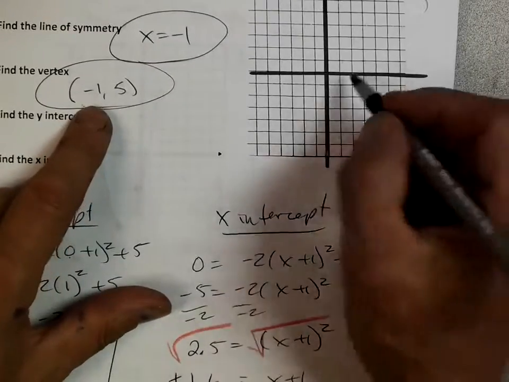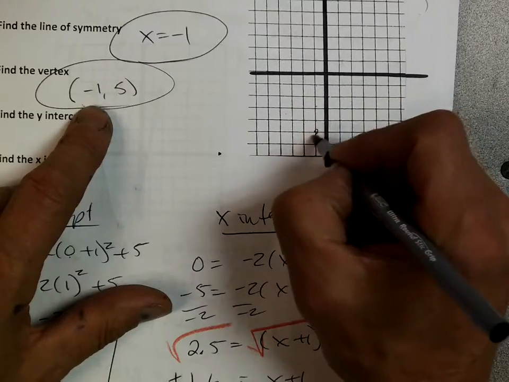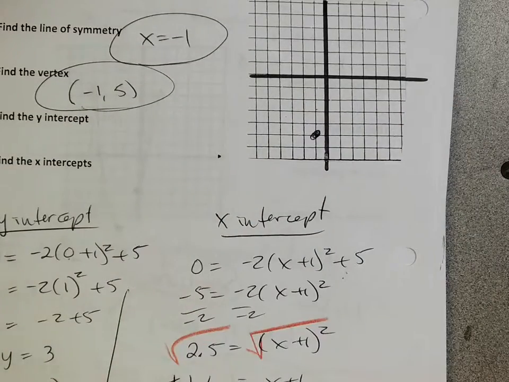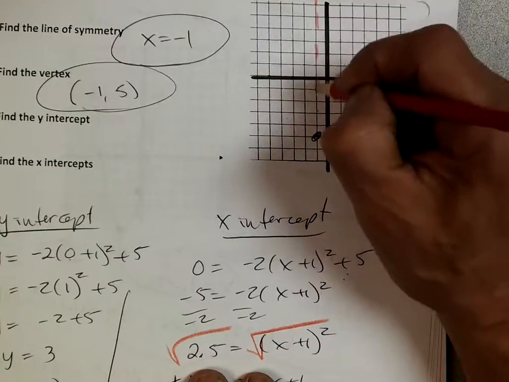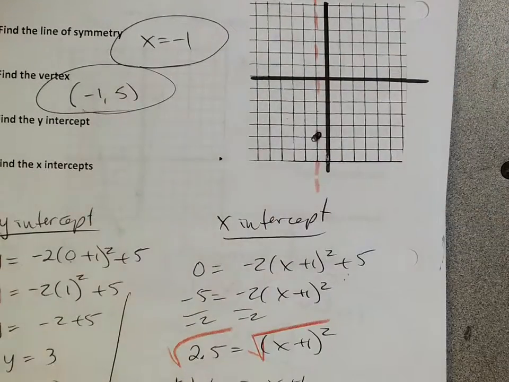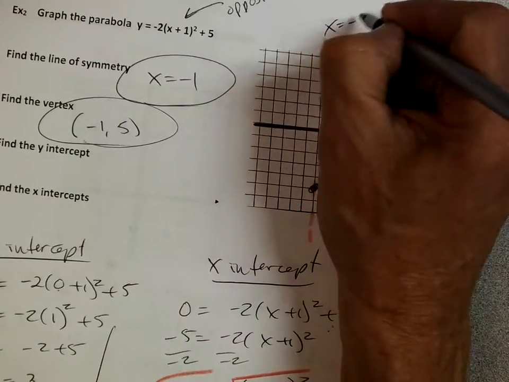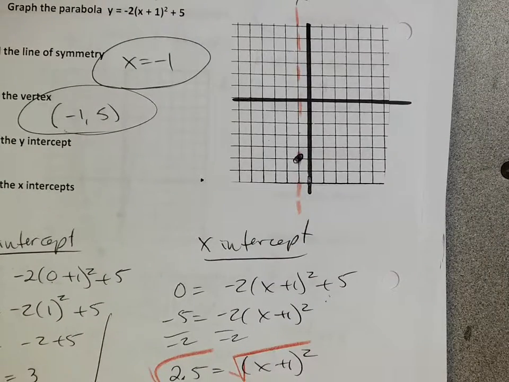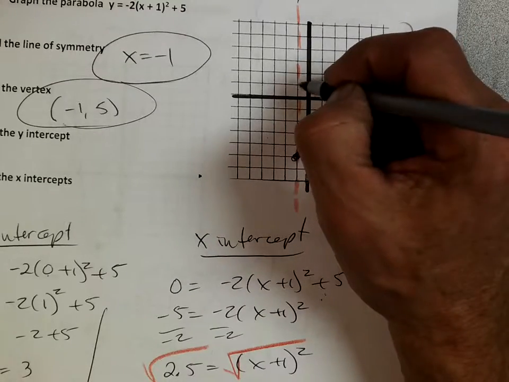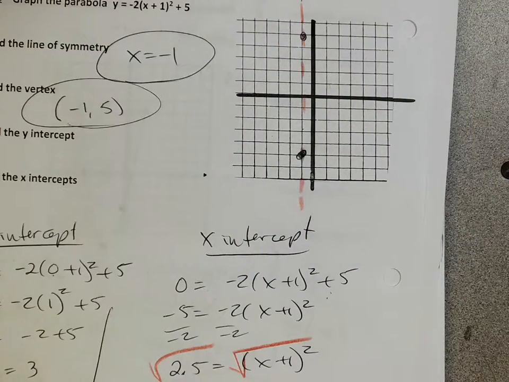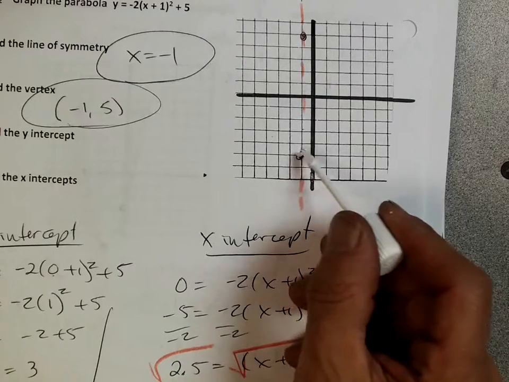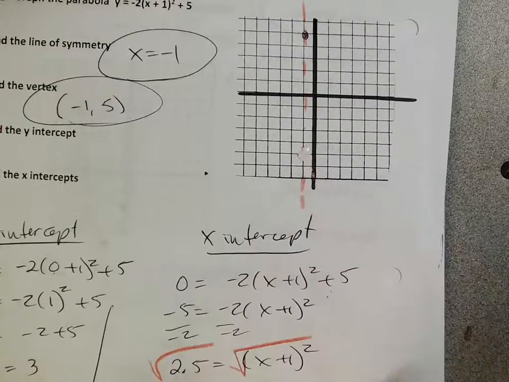So negative 1, 1, 2, 3, 4, 5, right? I've got a line of symmetry that goes right through the middle of that, at x equals negative 1, right? Criminy. 1, 2, 3, 4, 5. Thank you very much. Good thing I have a lot of white out, huh? Blackout works too, huh?